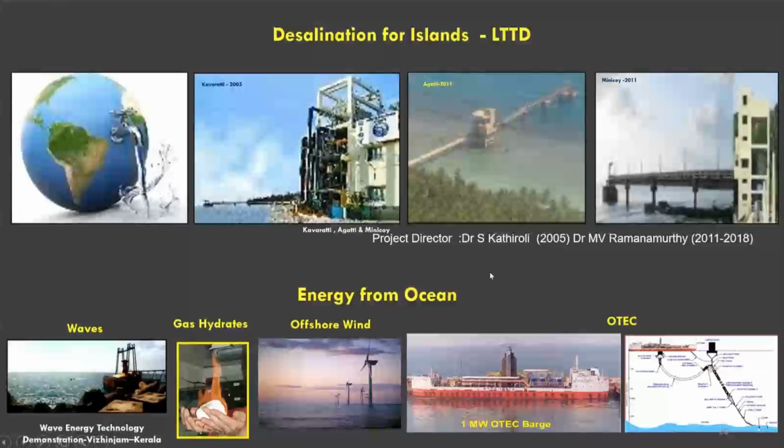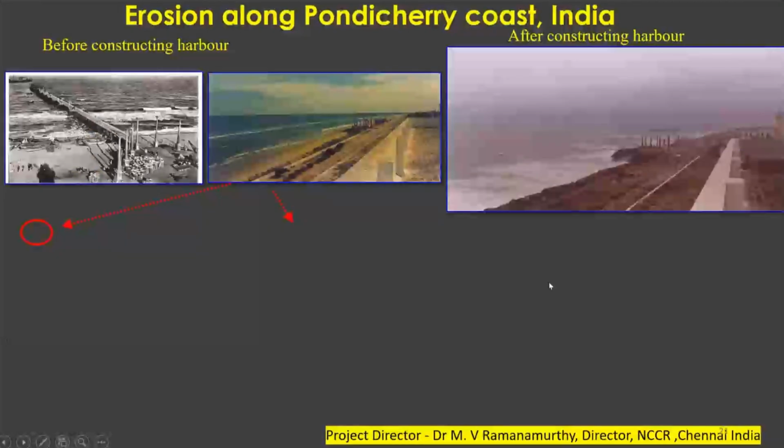Now, next you look at energy from the ocean that is being talked about. There are various countries working on it. Various tools have been developed, like on waves, gas hydrates, that is methane gas below the seabed, offshore wind, ocean thermal energy conversion and currents. These are all various ways energy from the ocean can be used.